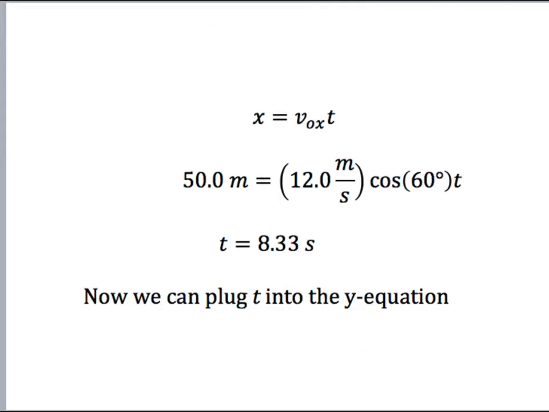So here we have the x equation. x is v naught x times t. We know that the x distance is given to be 50 meters. We can plug in the 12 meters per second that we were given the initial velocity is. And of course we know the angle is 60 degrees, and to get the x component we need the cosine of the angle. And so we can plug all of those numbers in and solve for t, and we get 8.33 seconds.